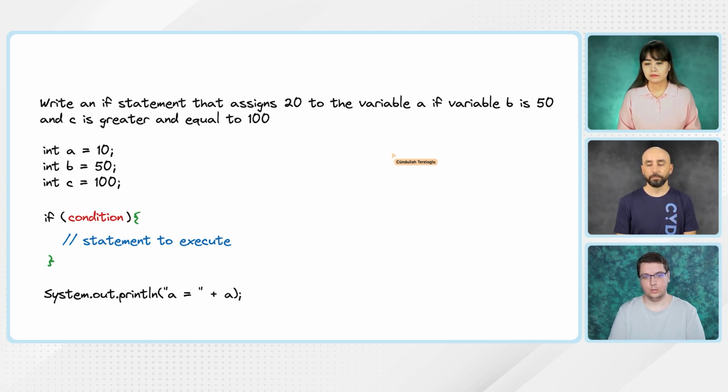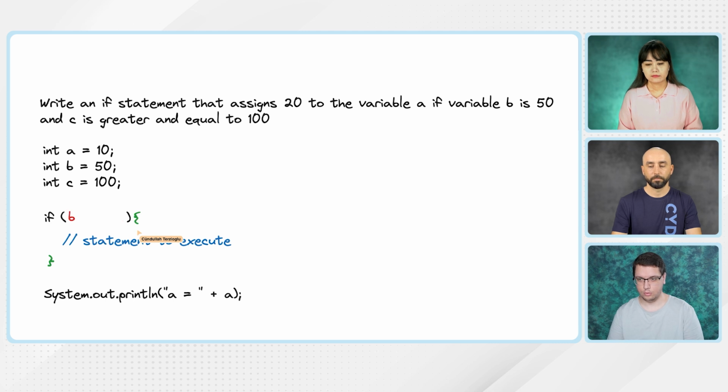Okay. So let me read the question first. Write an if statement that assigns 20 to the variable a if variable b is 50 and c is greater than or equal to 100. So again, we have a similar thing that needs to happen here. We have a condition, and based on this condition, we are going to assign something to our a. But this time, I see the condition is a combination of two different conditions, right? So first, b needs to be 50, and at the same time, c needs to be greater than or equal to 100, right? So based on that, I need to arrange my condition in the if statement.